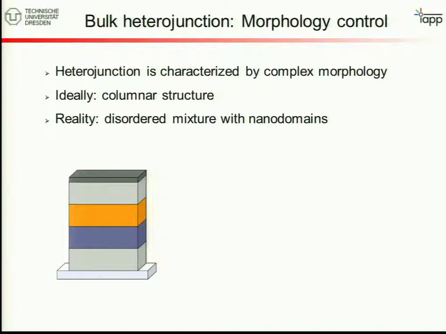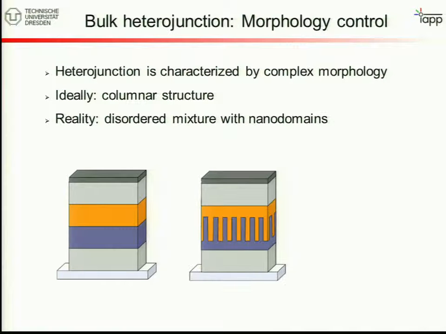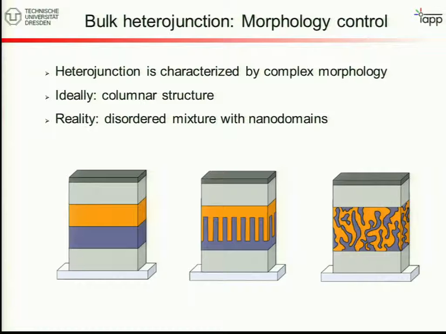The other point is now the control of this bulk heterojunction. As said, the flat heterojunction doesn't really work because the diffusion length is usually not large enough. And ideally, you would have such a structure where you have very nice columns which separate the two carriers. The reality, however, is very different, and the typical length scale of this morphology is on the order of 10 to 20 nanometers, and it's hard to control.